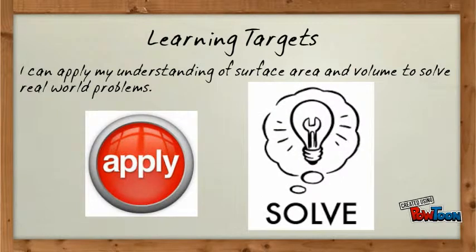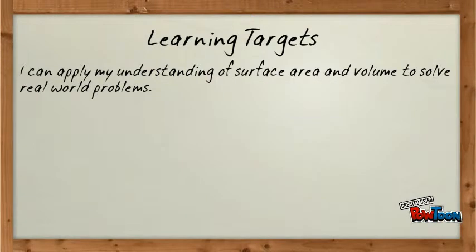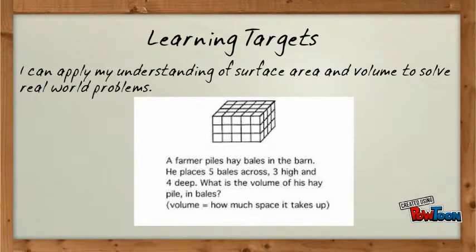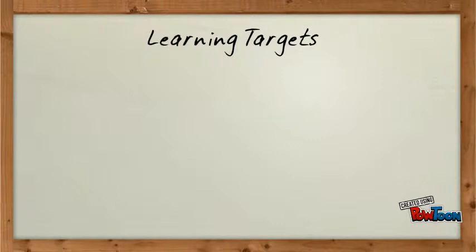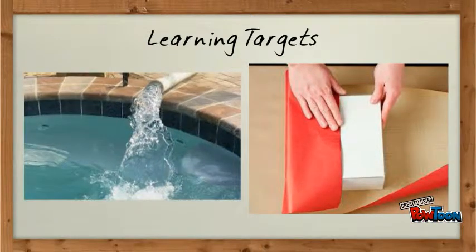Lastly, I can apply my understanding of surface area and volume to solve real-world problems. The verbs, apply and solve, subject, surface area or volume of rectangular prisms, and real-world problems. This indicates the expectation that students apply their knowledge of surface area and volume into word problems or real-life situations. For example, wrapping a package or filling a pool.